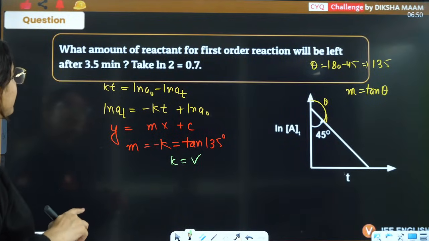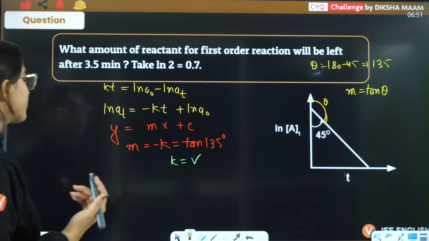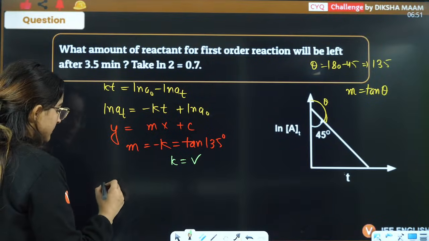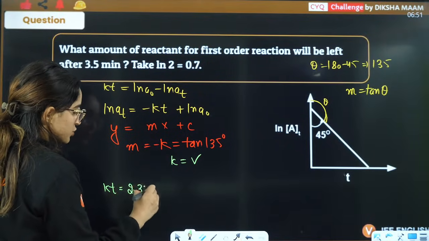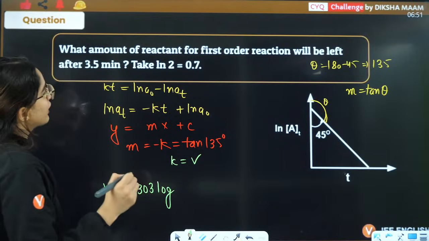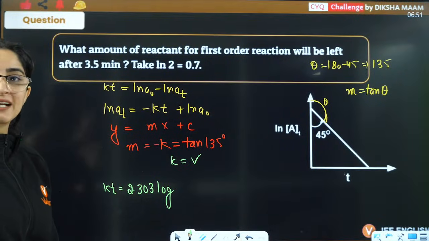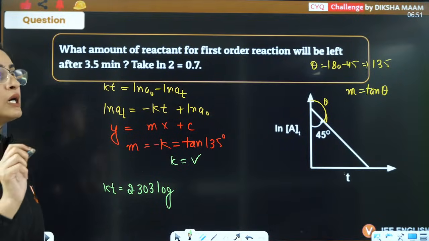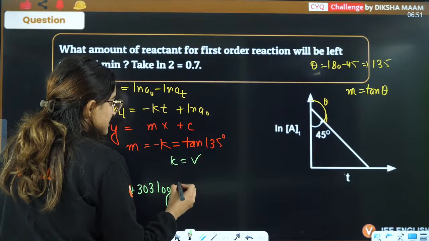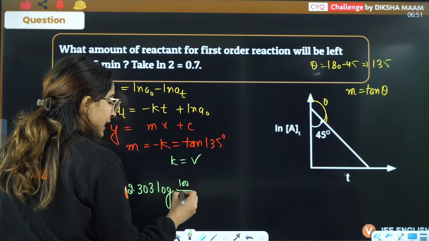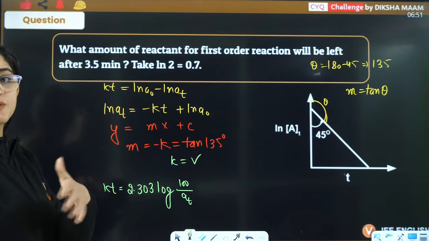And then they have asked what amount of reactant for the first order reaction will be left after this time. You just have to put the value over here. That is, k is given, time is given to you. So you can say k into t is equal to 2.303 log of the initial value over what amount of reactant is left. They are asking the value of AT here, right? So A0 you can take as 100, then you will calculate the value in percentage. How much percentage is there?